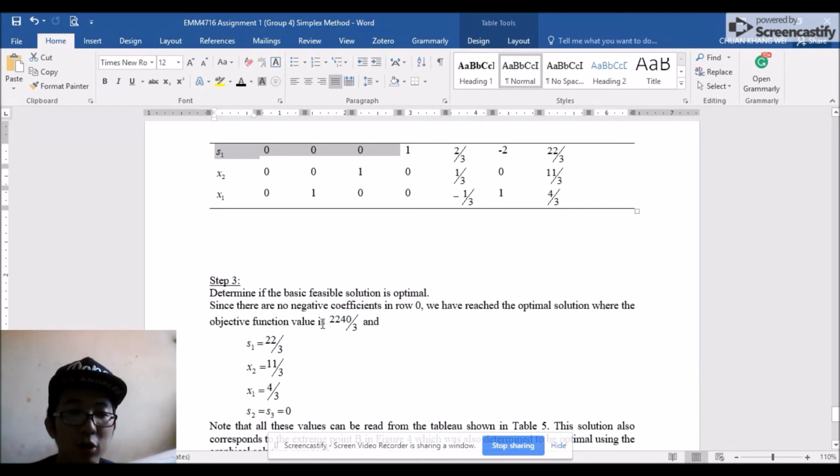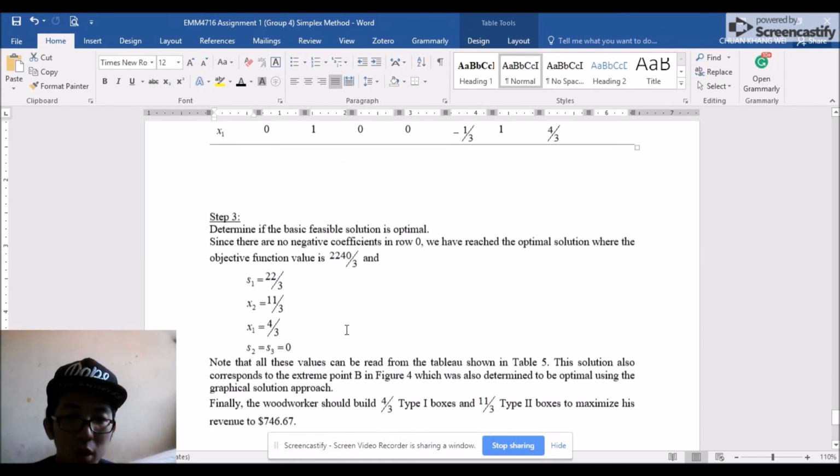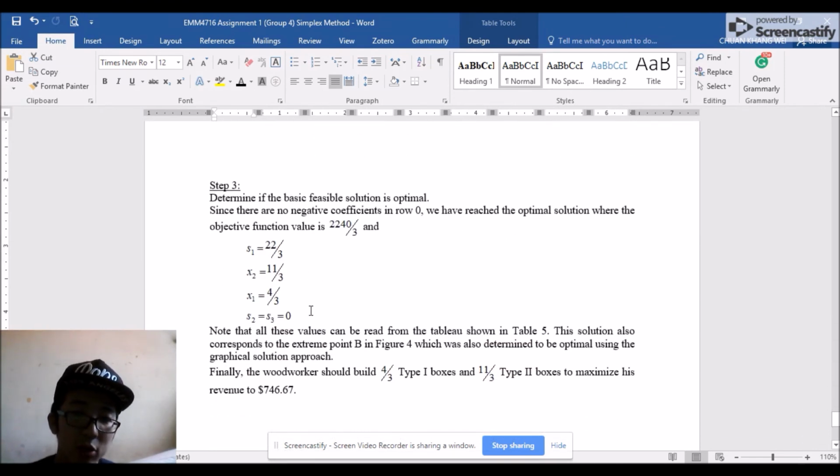The objective function value is 2240, which you can read from the right hand side. You identify the variables by using the column which has a 1 and the others are zeros. For x1, it is 4 over 3. For x2, it is 11 over 3. And s1 is 22 over 3. This is what I have plotted out.